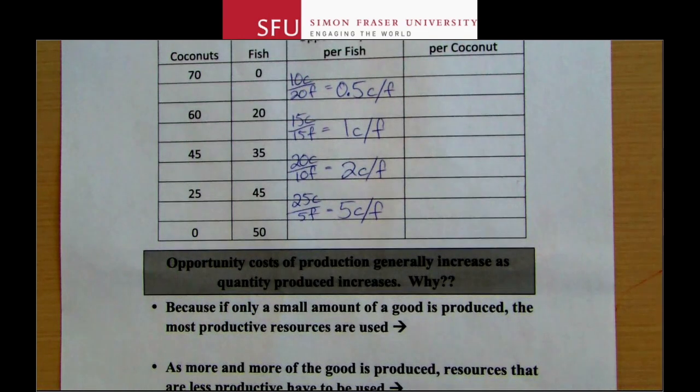So now for these extra fish, they're going to have to use people who are not quite as fast, so they have to give up more coconut picking time. They have to give up 15 coconuts. And if they want even more fish, they've already used the best fish catchers and the second best fish catchers, so now they'll have to use the third best fish catchers who are slower, and so on. For the last 5 fish, they're using the worst fish catchers, who are just super bad at it and super slow, and so they're giving up a lot of coconuts because they're having to give up so much coconut picking time.